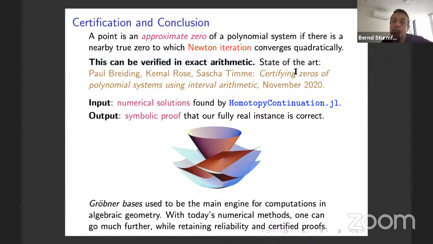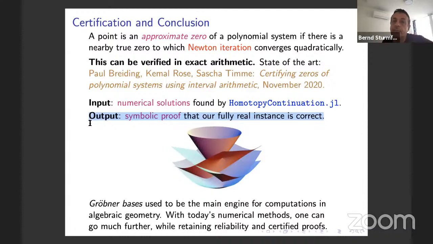So the state of the art of certification is this article called Certifying Zeros of Polynomial Systems Using Interval Arithmetic. And there's an implementation of this. The input is numerical solutions found by any method, for example, by homotopy continuation. And the output is a symbolic proof that our fully real instance in this application is actually correct. Okay, so this is a proof.